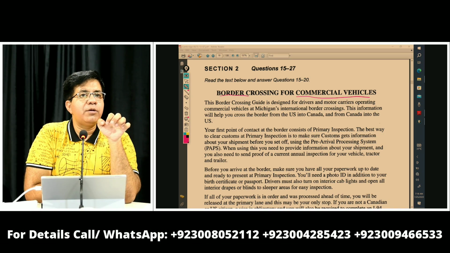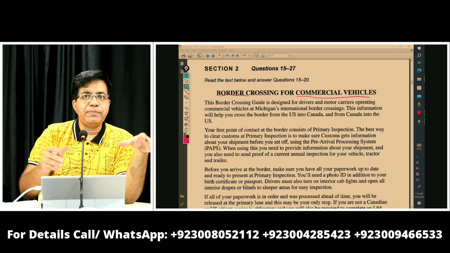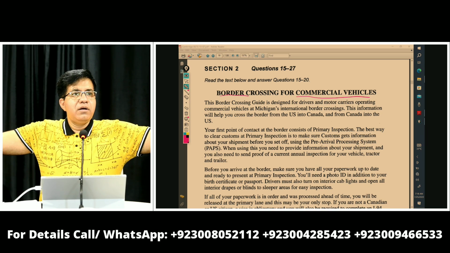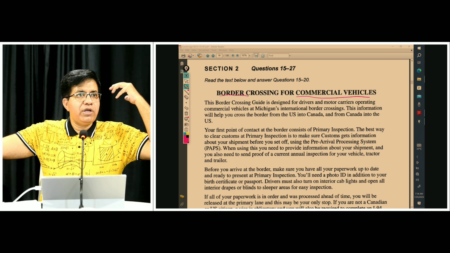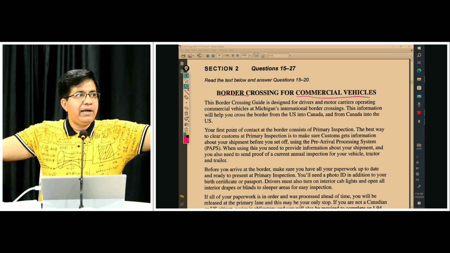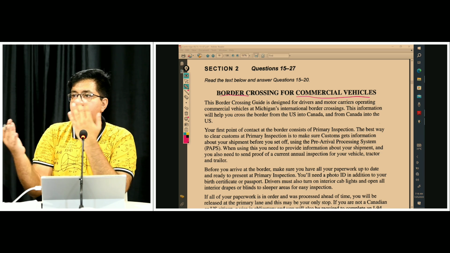Now we've got section 2, and section 2 will be a little more difficult than section 1. So we've got the title here, border crossing for commercial vehicles. You know, when commercial vehicles go from one country to another country, for example, there is a big container, right? And that container is going from Pakistan to China, or it's going from Pakistan to India, and India to other countries, like that. So we call it commercial vehicles and border crossing.